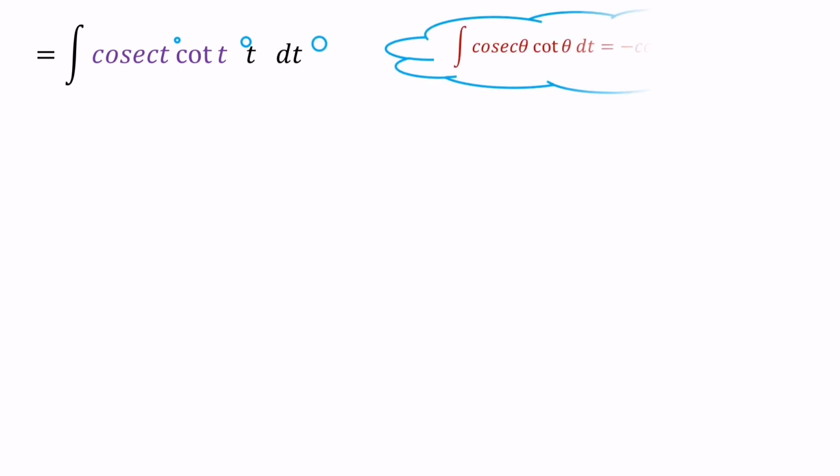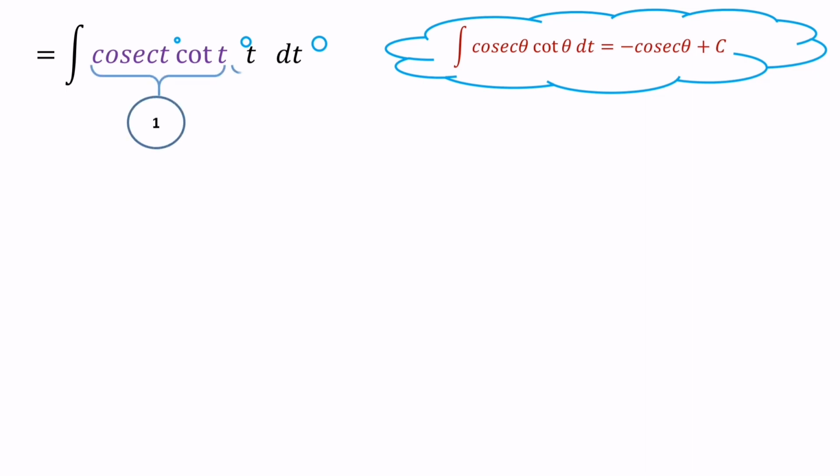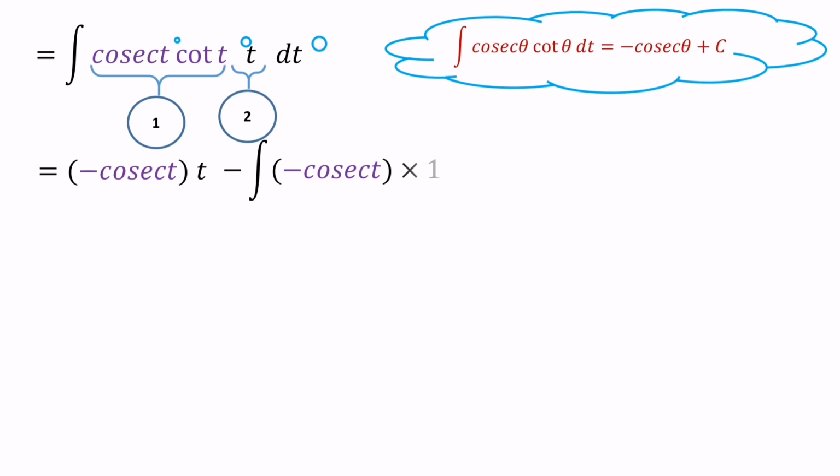To simplify this integral, we can use the integration by parts method. We know the integral of cosec theta cot theta equals minus cosec theta. So here we can give priority to cosec t into cot t. The integral of cosec t cot t we can write as minus cosec t. We can write the t term as it is, t. Now minus the integral of minus cosec t, the differentiation of t being 1, into dt. That is minus cosec t into t plus the integral of cosec t dt.